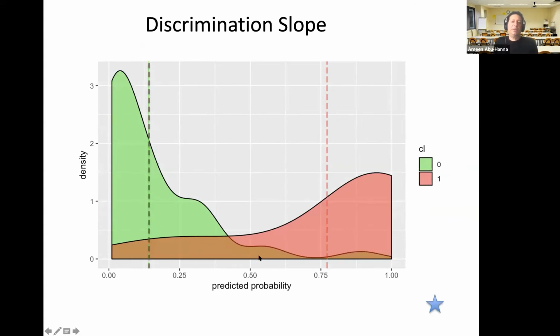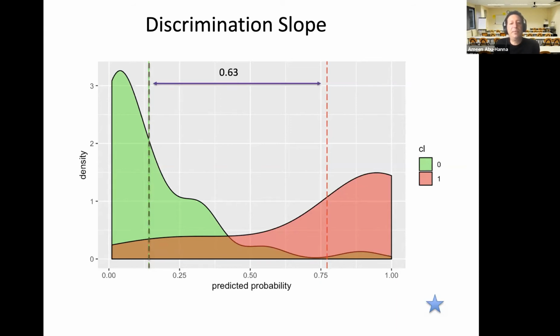So the discrimination slope is extremely simple. Remember the density plot that we had, those who lived and those who died. I just take the predicted probabilities for those who lived, I take their mean, I take the mean of those who died, and I just calculate the difference. This is the discrimination slope.